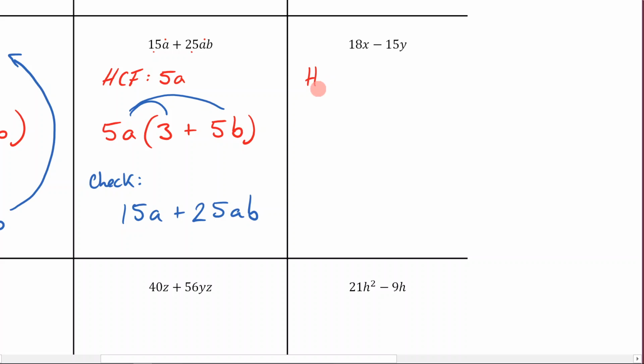What is my highest common factor of 18x and 15y? That's going to be 3, and I can't take out any common pronumerals there. So I'm going to have 3, and then I'm going to go 3 times what is 18x? That's going to be 6x, and then it's going to be minus 5y. That is going to be my answer there. I'm not going to check it. Let's keep on going.